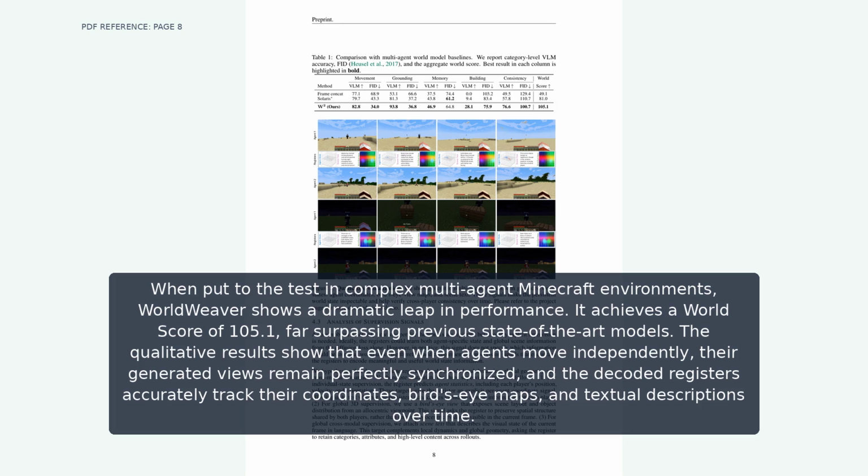When put to the test in complex multi-agent Minecraft environments, WorldWeaver shows a dramatic leap in performance. It achieves a world score of 105.1, far surpassing previous state-of-the-art models. The qualitative results show that even when agents move independently, their generated views remain perfectly synchronized, and the decoded registers accurately track their coordinates, bird's-eye maps, and textual descriptions over time.